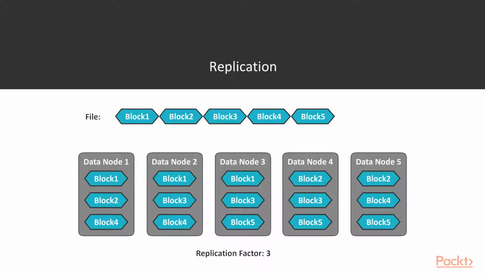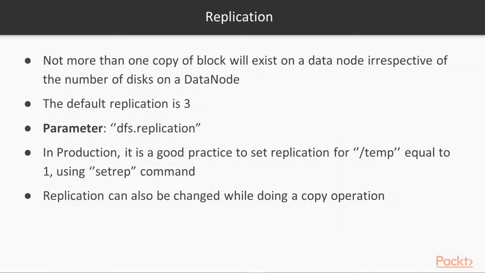The important thing to keep in mind is that not more than 1 copy of a block will exist on a data node, irrespective of the number of disks on a data node. The default replication is 3 and the parameter which defines the default replication is dfs.replication. It's set to 3 by default, but I can configure it. In production, it is good to have replication 1 on the temp directory because the temp directory is something which is storing your temporary files.